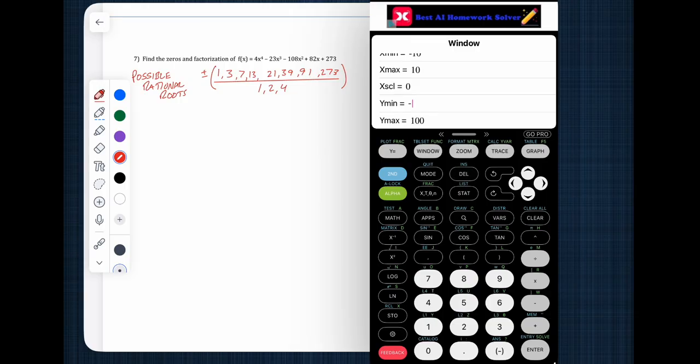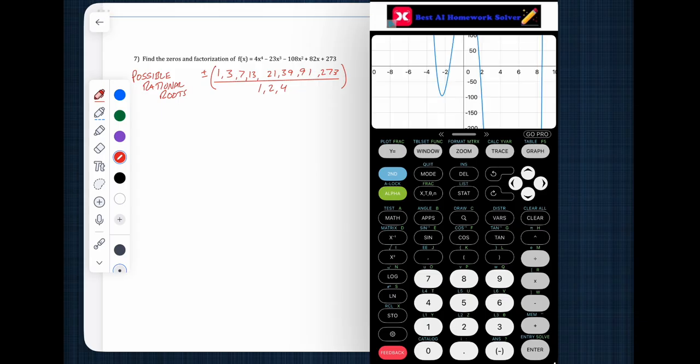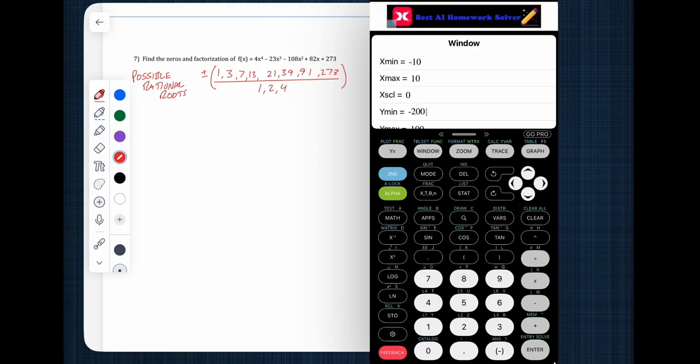Alright, I heard a variety of things. That 7,000 was a possibility. Okay, so I did negative 200. Neither one of those is enough, but I can see a bump now, so I'm getting someplace. Alright, so let's go higher. Okay, we were at 100. Let's go 300. And then negative 200 was too low.